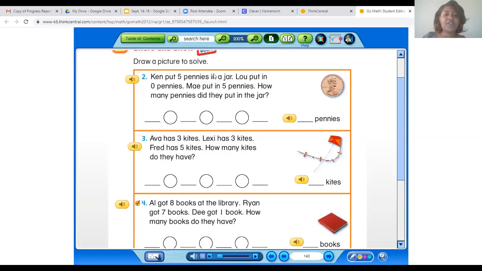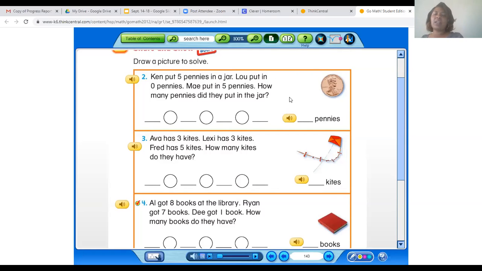Ken put 5 pennies in a jar. Lou put in 0 pennies. May put in 5 pennies. How many pennies did they put in the jar? And if you have some scratch paper, if you have some extra notebook paper somewhere, you can use that, or you could just be very careful and you can draw this problem out in the space that is provided.